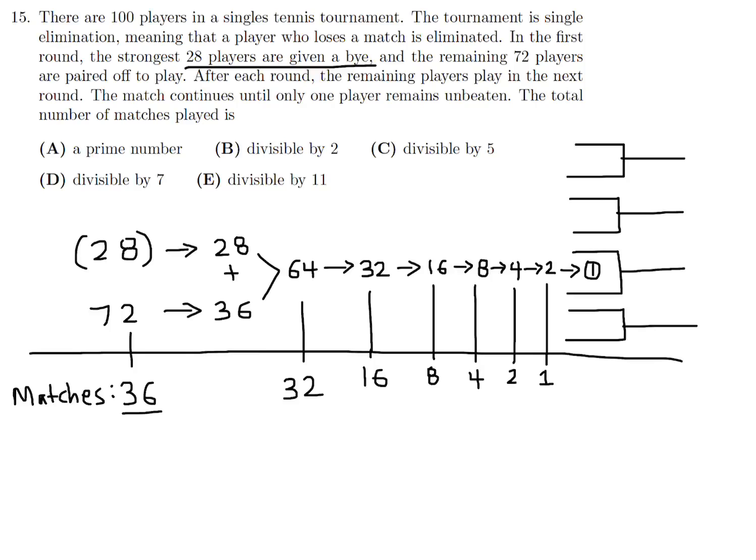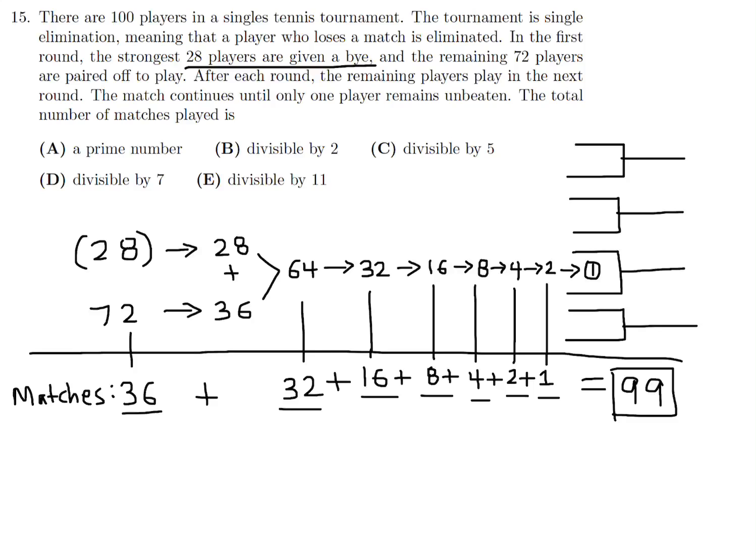So now we have to add up the total number of matches. So 1 plus 2 plus 4 plus 8 plus 16 plus 32 plus 36, like that. So that's what? Total of 99 matches. And now we have to look at these answer choices.